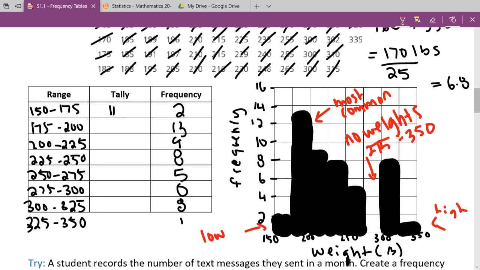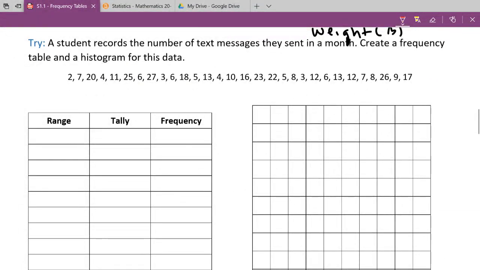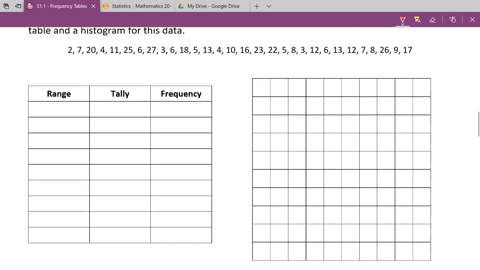So take a minute, give this next example a try. Right? Try to record. If a student records the number of text messages they sent in a month, create a frequency table and histogram for this data.